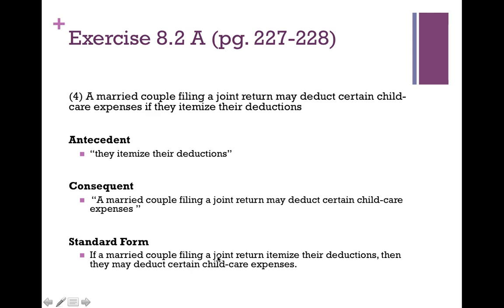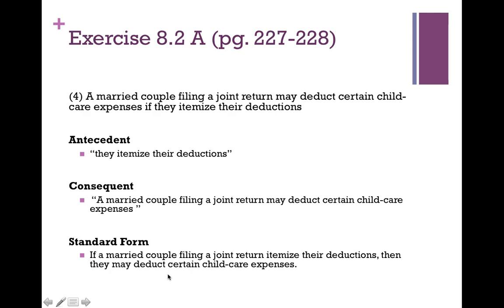But if you had written if they itemize their deductions, then a married couple filing a joint return may deduct certain child care expenses, that's perfectly fine. But the they here refers to married couple filing a joint return. You have to keep in mind too that they refers to this entire expression, a married couple filing a joint return. It's not just a married couple, it's a specific kind of married couple, namely those filing a joint return.